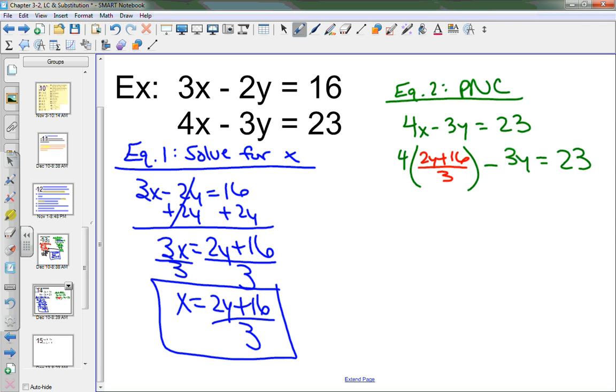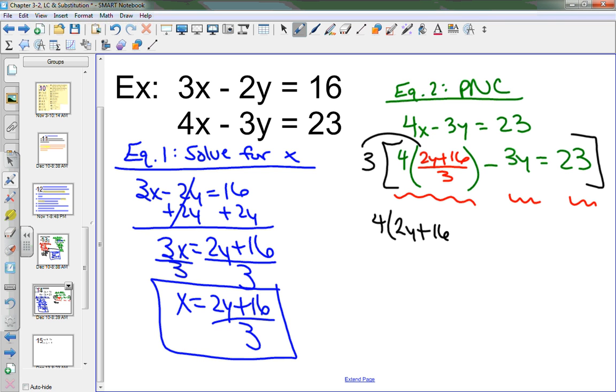Yes. Now, my question to you is how many terms do I have up there? 3. I have 3 terms. This is a term, this is a term, and this is a term. Do we all see that? Those are my 3 terms. So we're going to multiply this entire thing by 3. So what happens whenever I take 3 times that? It'll become 4 times. The 3's cancel out, and I drop down the 4 times the 2y plus the 16.